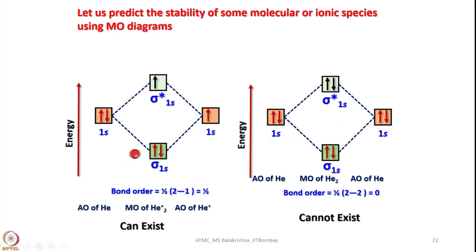How about He2 plus? When you consider He2 plus, we are considering one He with 2 electrons and one He which is a positively charged cation with 1 electron. In this case, what happens? 2 electrons are occupying the bonding orbital and 1 is occupying the antibonding orbital. So, the net bond order is half. Yes, there is a possibility of existence of the He2 cationic species. So, this again tells you whether a particular molecule can exist as a diatomic species or not.